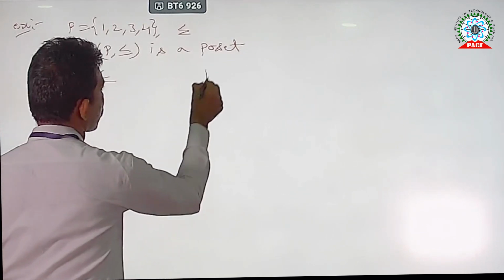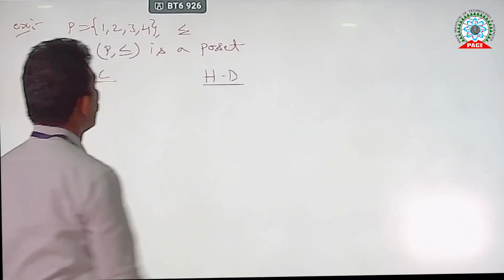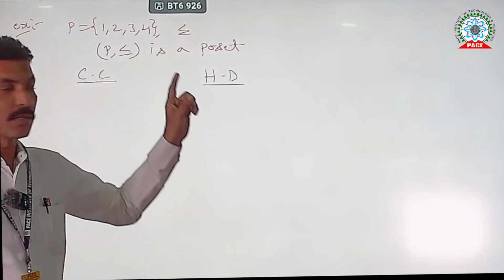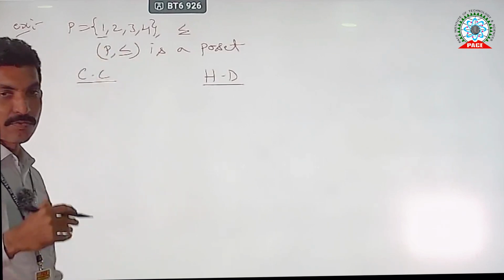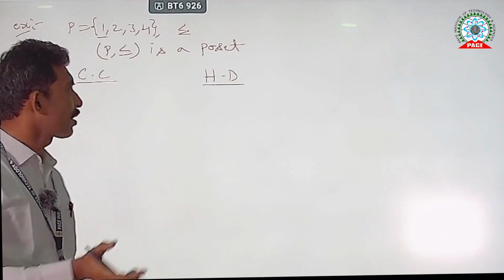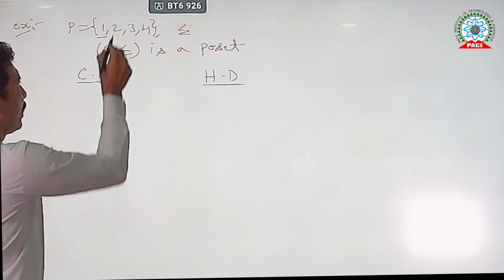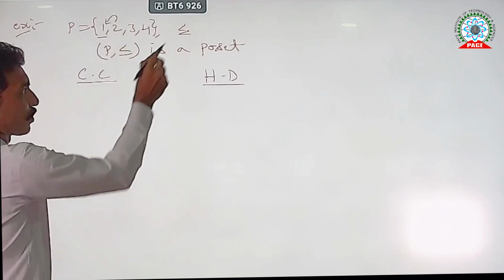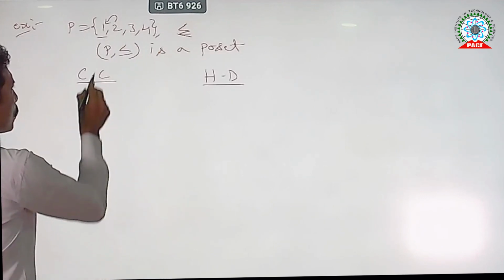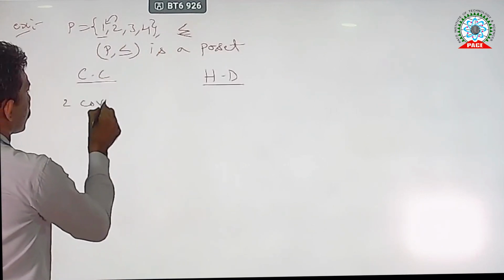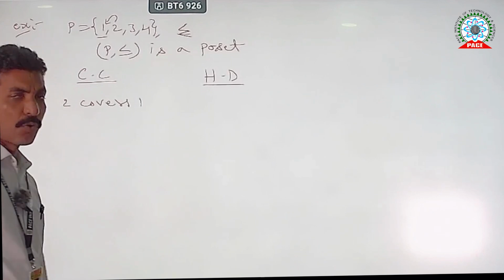So first you fix the first element 1, then we check from the other elements which elements cover the first element. So clearly 2 covers 1. Less than or equal to is the partial order relation. So 2 covers 1 because 1 is less than 2 and there is no other element between 1 and 2.